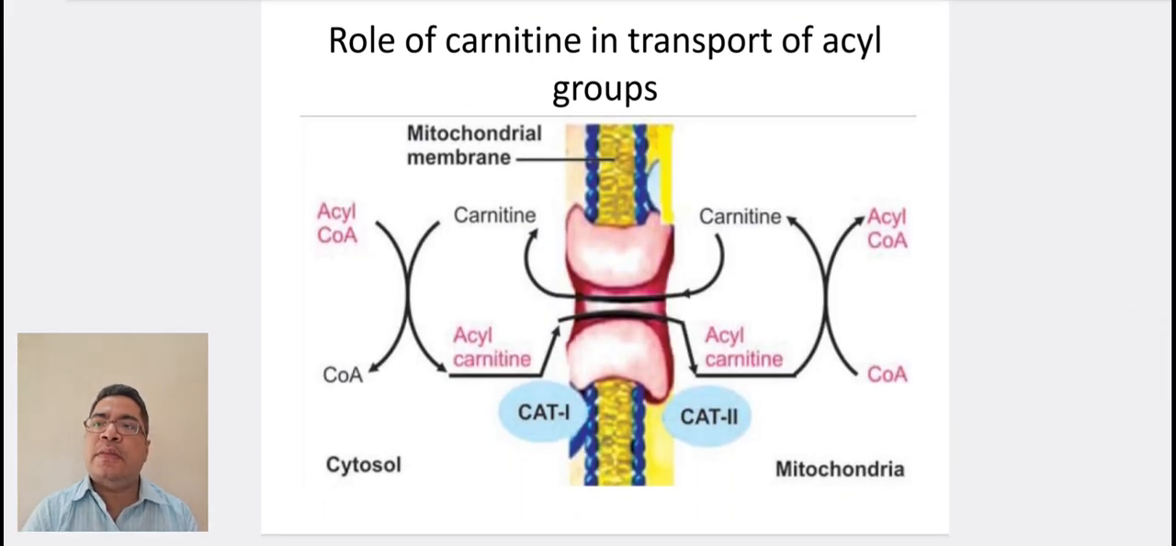In this diagram, we can see role of carnitine in transport of acyl groups. Acyl CoA with carnitine forms acyl carnitine. Then this acyl carnitine is transferred across mitochondrial membrane to the mitochondrial side, where it is released into carnitine and acyl CoA.